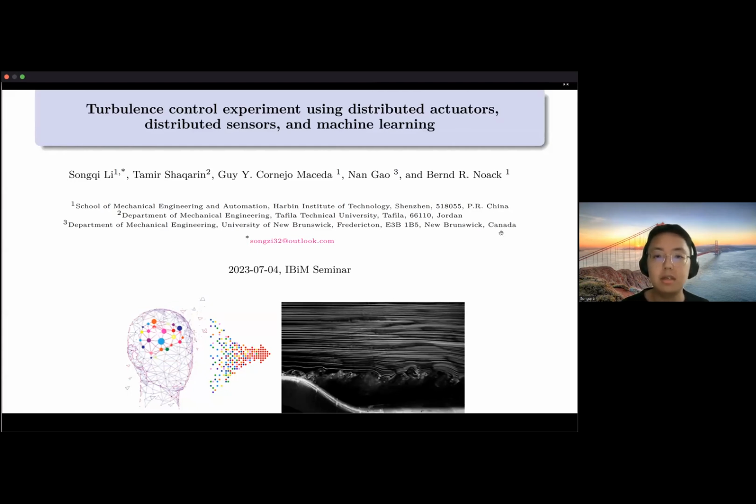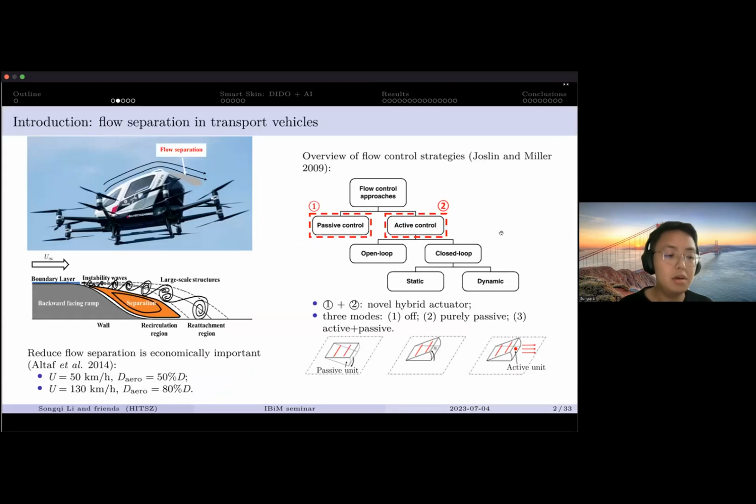Okay, so let's start. First we'll talk about the research background and motivation. The background of flow separation control is more on the transport vehicle side in my research. Here I present flow over an eVTOL. This is a prototype of EHang 216, and I draw some schematics of the streamlines, and the flow goes to the rear part of these kinds of eVTOLs, not only eVTOLs, but also maybe cars, trains. So there will be flow separation caused in the upper part of these transport vehicles.